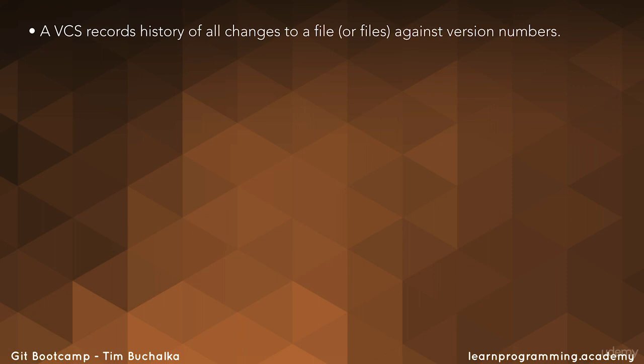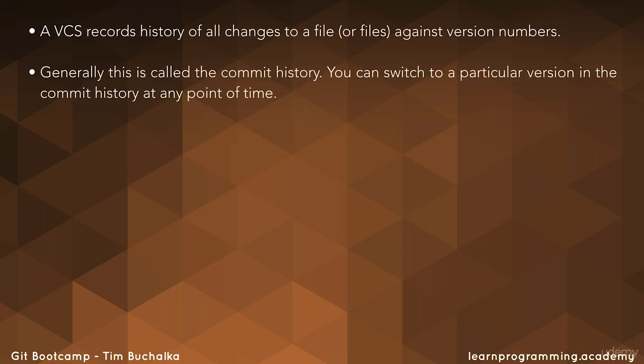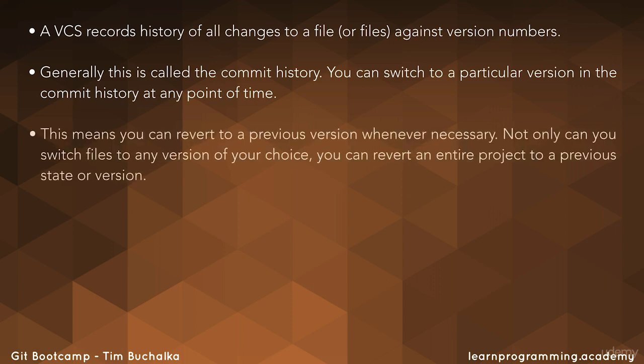Well, a VCS, a version control system, records history of all changes to a file or files against a specific version number. Now, generally speaking, this is called the commit history. You can switch to a particular version of a file in a commit history at any point in time. What that means is you can revert to a previous version whenever necessary.